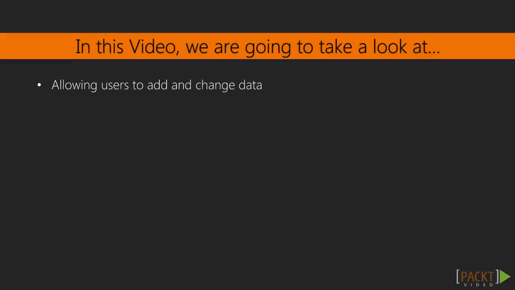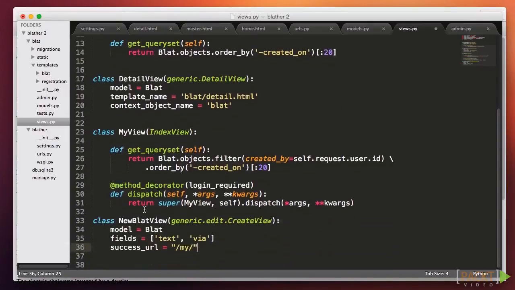The create view will give us the ability to display a form for adding new records. We'll start by going to views.py and adding a new class called newBlatView, which derives from the create view class. We need to add 3 properties: a model, which is a blat, the fields we want as part of the form, in this case text and via, and where to send people after success, in this case the list page.